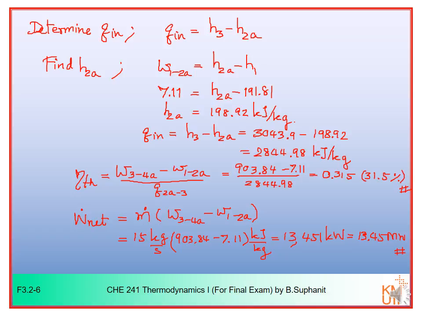So you can see that this is how we do the calculation of the performance of the actual Rankine cycle when we have irreversibility in the pump and the turbine.